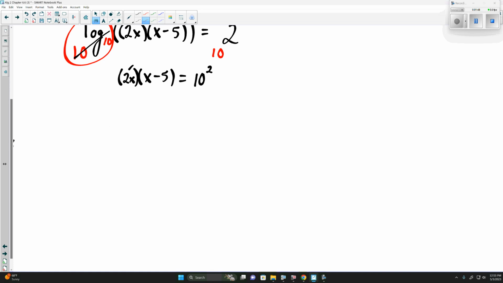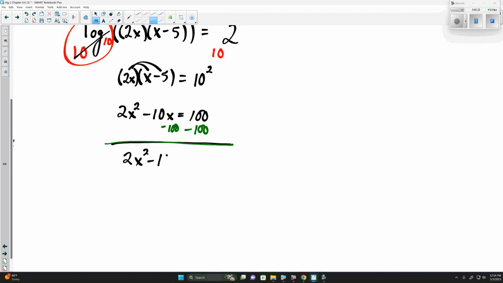Now at this point here we can distribute the 2x. 2x times x is 2x squared. 2x times negative 5 is negative 10x. And lastly, 10 squared is 100. We could subtract the 2x squared, then add the 10x, or we can go the other direction and just subtract 100, because we do need to get this equal to 0.